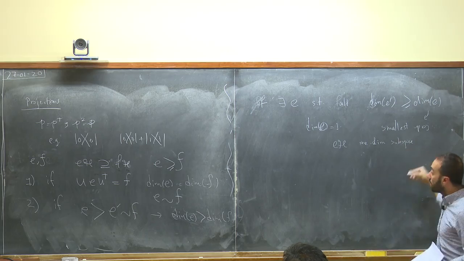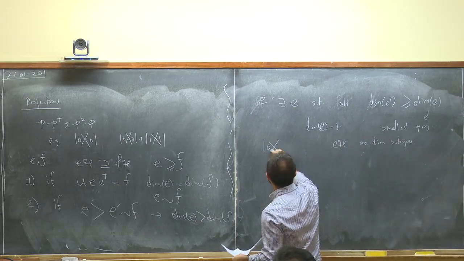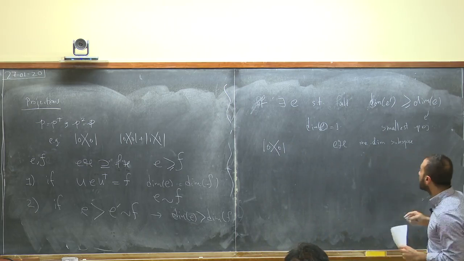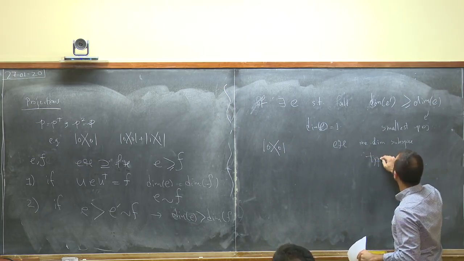If there exists such a thing, well, an instance of this is 0, 0. If there exists such a thing, we say the algebra is type 1.